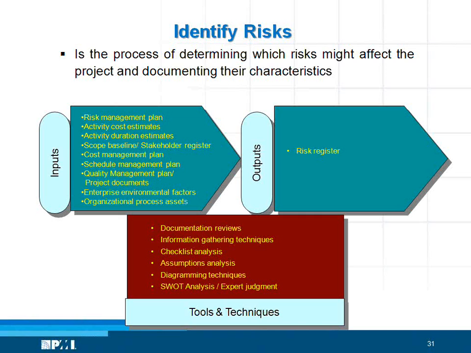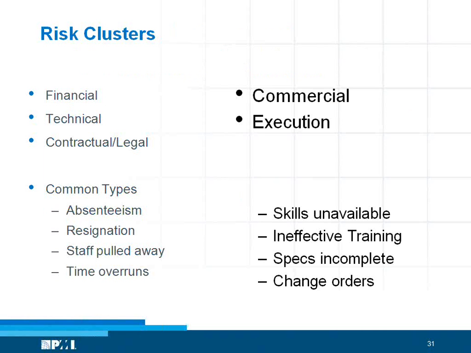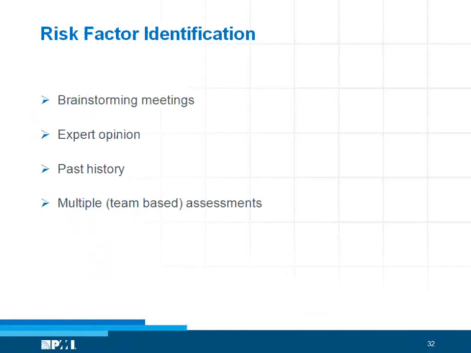You use documentation reviews, information gathering techniques, checklist analysis, assumption analysis, diagramming technique, all of that to create what is called a risk register. So the risk register is the starting point of creating the documentation for risk management. There are multiple risk clusters that exist in any project: financial, technical, commercial, and execution. Common types are typically absenteeism, skills not being available, resignation, staff being pulled away, time overruns, and all of that.